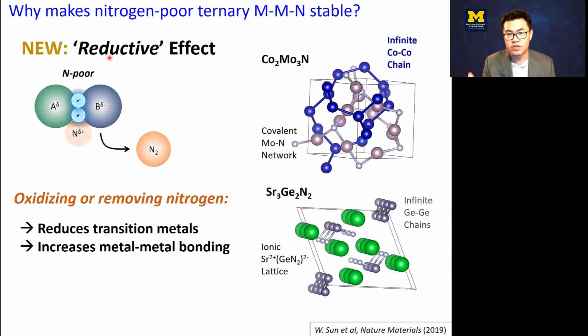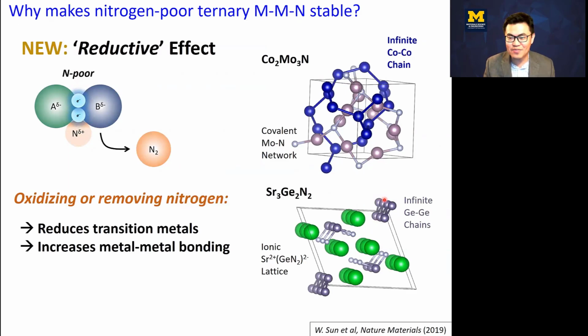It comes up with wonderful structures that I have never seen in any other kind of material before. Here's cobalt molybdenum nitride. You have a covalent molybdenum nitrogen network that is intertwined with this infinite metallic cobalt-cobalt chain. I just think that's a really, really cool structure. And here's another really, really cool structure. This strontium germanium nitride, which has an ionic strontium germanium nitride lattice, but this ionic lattice is interspersed with these infinite metallic germanium chains. I was like, what?